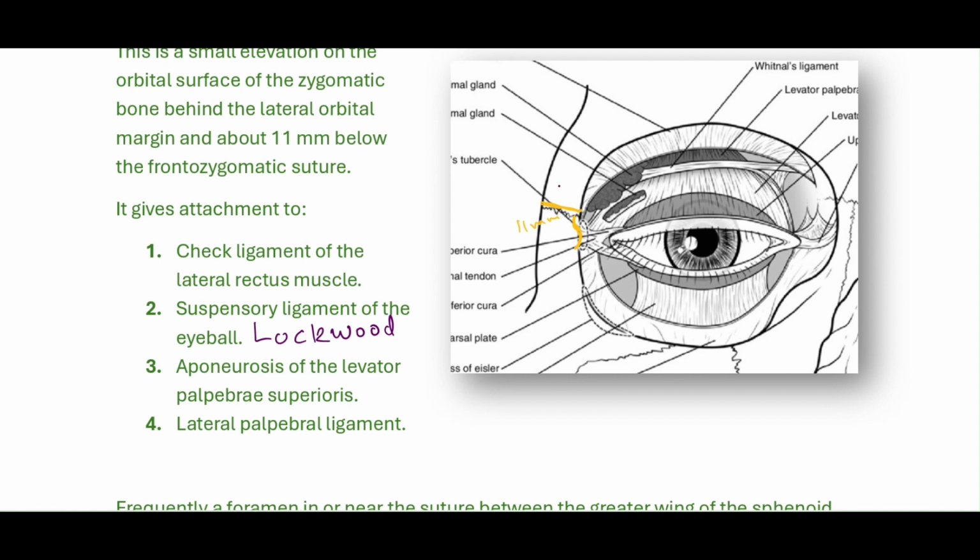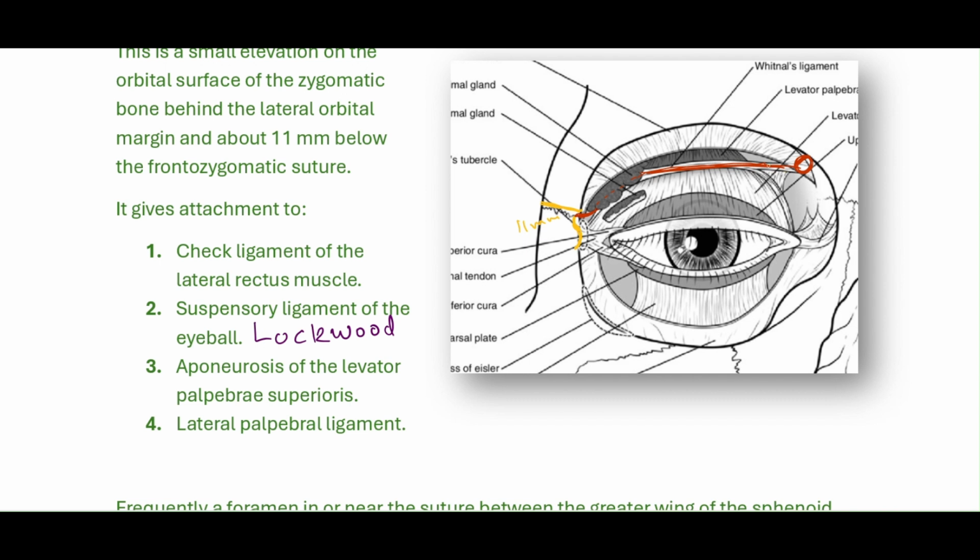The frontoethmoidal suture is important because it gives attachment to Whitnall tubercle. It's attached medially to the superior oblique trochlea and laterally, and then it divides the lacrimal gland into palpebral and orbital loops running in the middle, and then attaches to the frontoethmoidal suture.